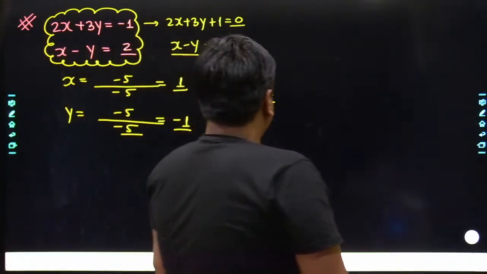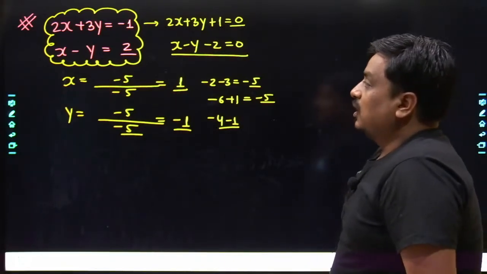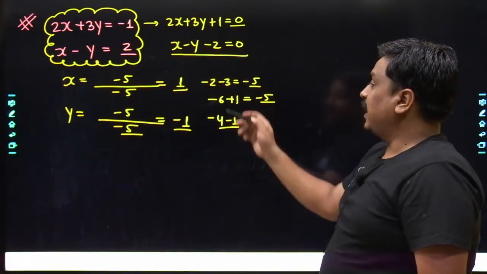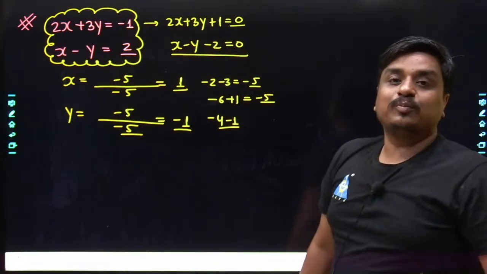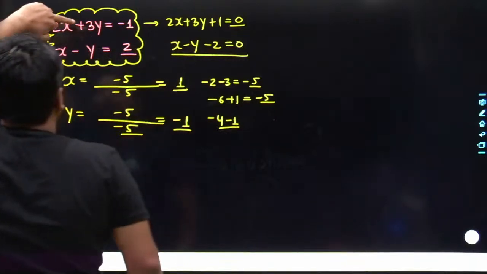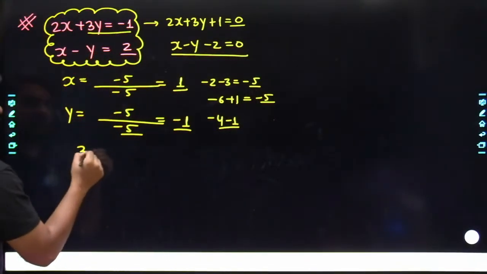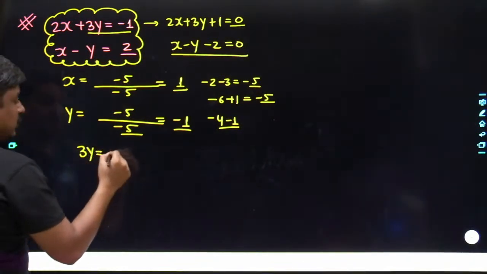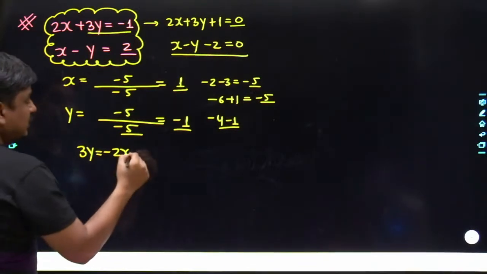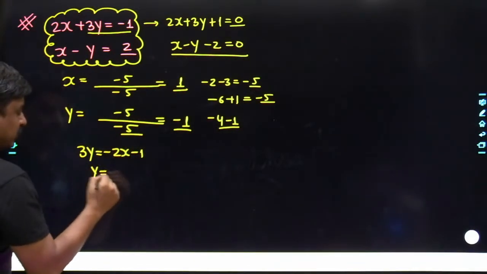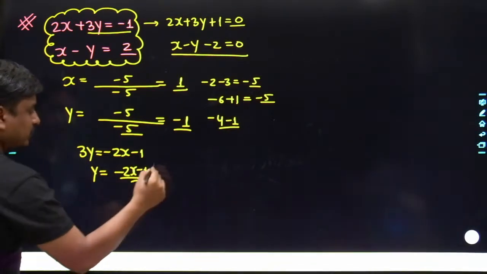So probably till this point each and everything must be clear to all of us. If you want to see graphically whether they intersect at the point (1, -1), you can see it in your 2D Desmos grapher also. What I can do over here is take the first straight line, with 3y kept towards the left-hand side and 2x going towards the right-hand side, so it becomes minus 2x minus 1. So the first straight line becomes y = (-2x - 1)/3.